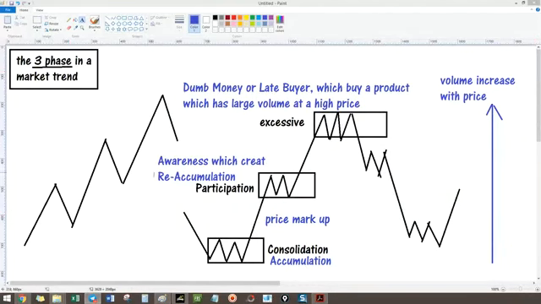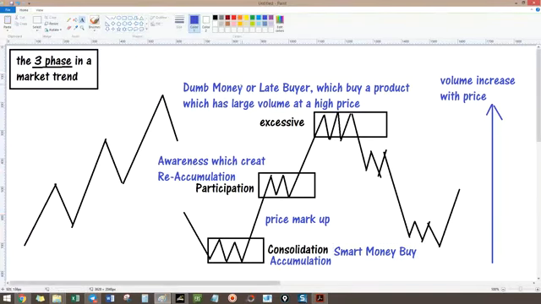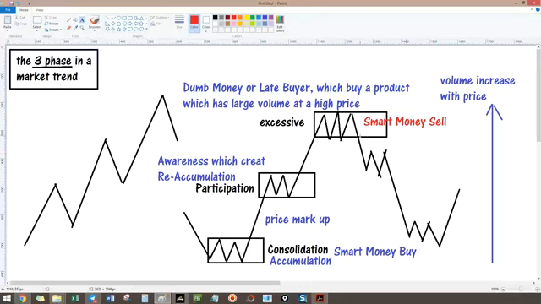The three phases in the market trend: consolidation, participation, and excessive. Over here, consolidation is the smart money buying. Over here, excessive is smart money selling. When dumb money is buying, smart money will sell. Over here is the participation phase, where you can enter a trade.